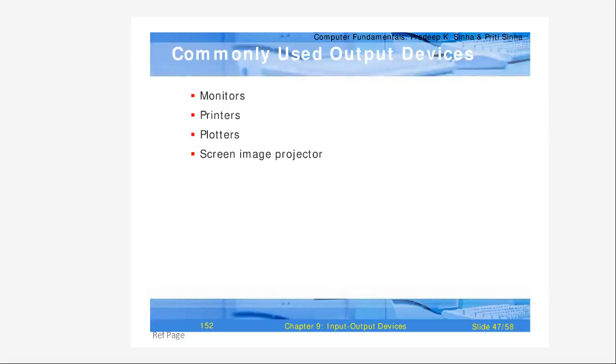So today we complete printers. We have completed printers, plotter, and screen image projector. These are very important output devices. Many output devices exist, but these four are the most widely used in everyday life. That's why I'm writing all these under output devices. Fine.